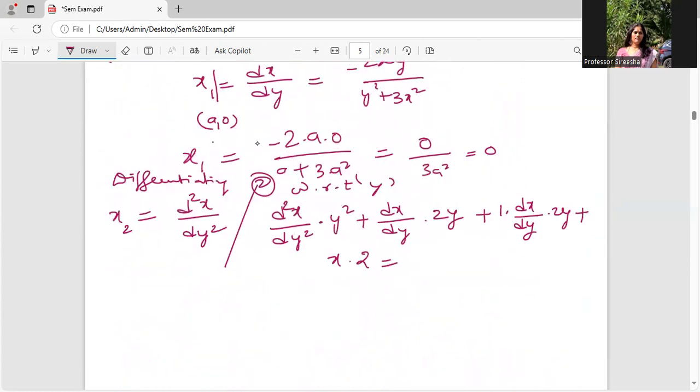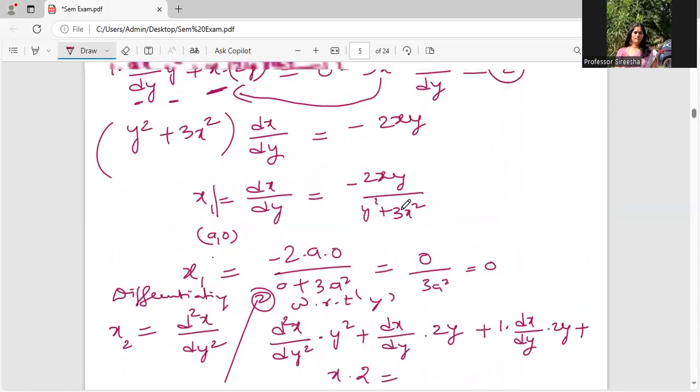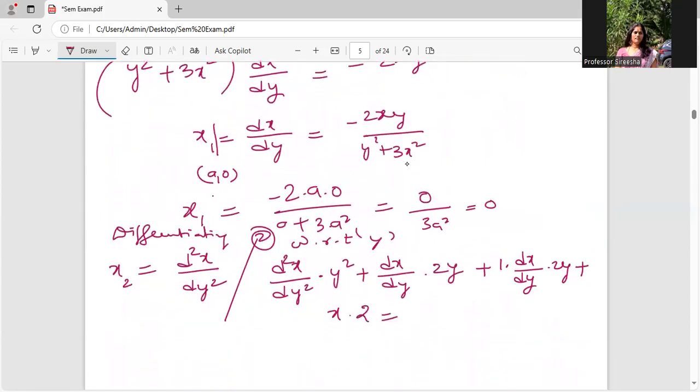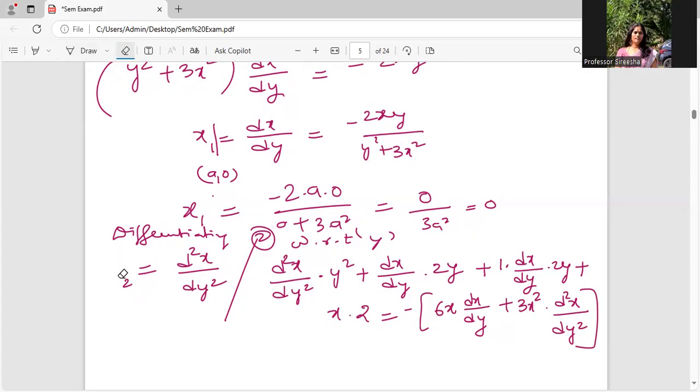This is equal to, again I have two terms here. One is 3x squared and the other is dx by dy. 3x squared, minus is there. 3x squared derivative would be 6x. Dx by dy is as it is. Plus 3x square is as it is. Dx by dy, once again if I differentiate with respect to y, it would be d square x by dy square. Either you collect all the terms or you substitute the point and then finally collect the x2 terms.